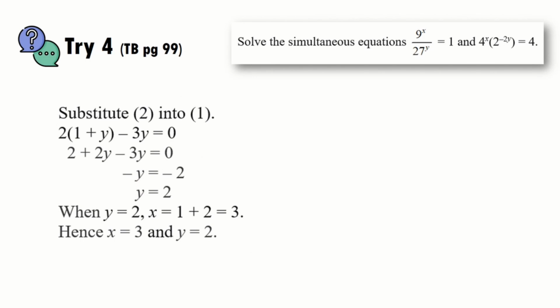Now that we have the two equations, we will substitute equation 2 into equation 1, and then we will be getting this. The rest of the steps are familiar to us, such that we will get the answer x equals to 3 as well as y equals to 2.